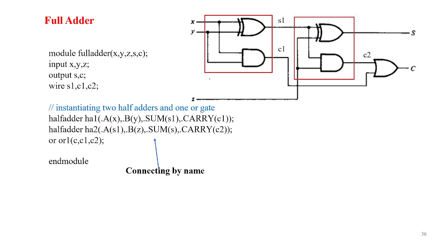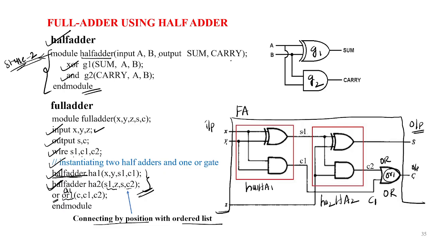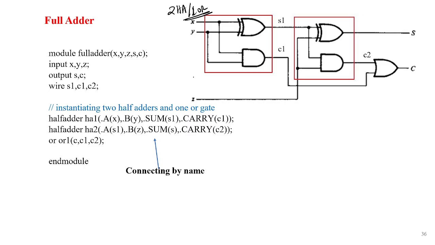Next you see, this is nothing but the same thing: full adder by using two half adders and one OR gate. Normally you wrote the half adder code. Here only you wrote the half adder code. This is my half adder code. After that, module full adder x comma y comma z. This is port list declaration. Port list input x comma y comma z, output s comma y, and whatever the internal variables are, you need to initialize with s1, c1 and c2.